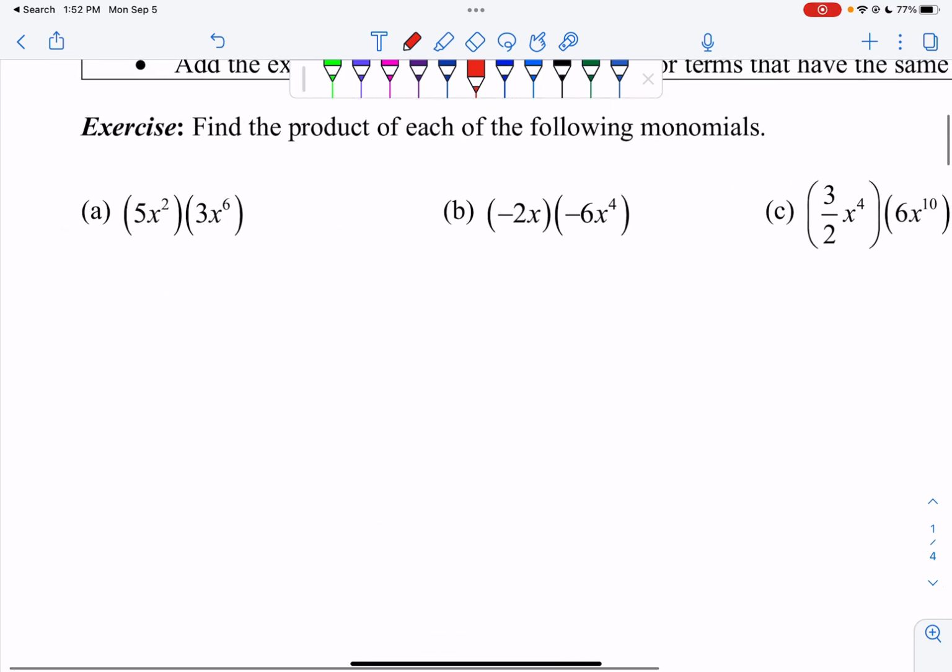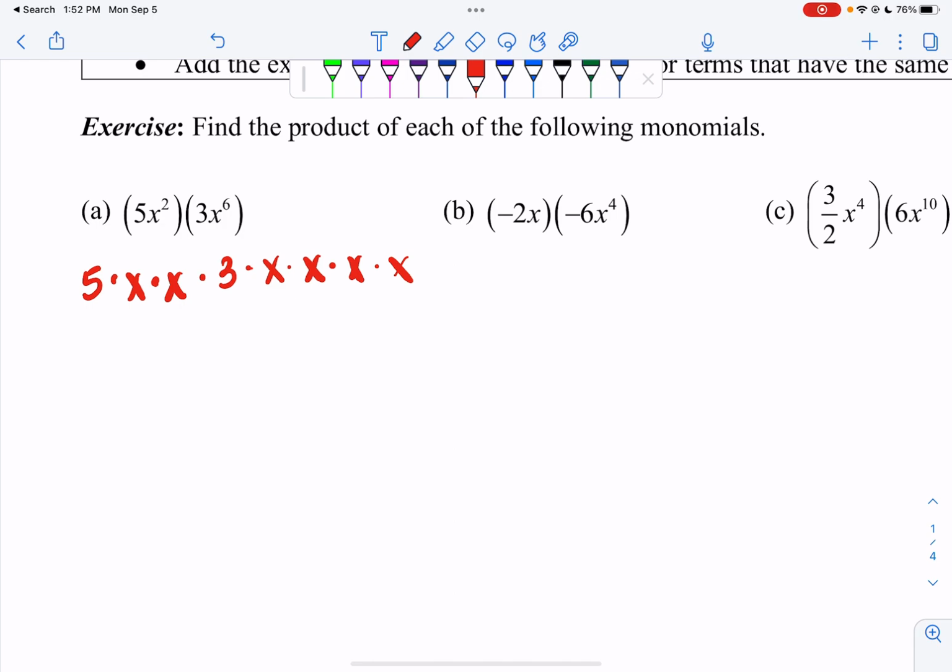All right, so let's find the products of the following monomials when they're multiplied by another monomial. So what we're going to do is I'm going to do the first one using expanded form and then show you the shortcut. So if I have 5x squared, that's really 5 times x times x. And then I'm multiplying it by 3, and then I have x to the 6th. I have x 6 times. So 1, 2, 3, 4, 5, 6.